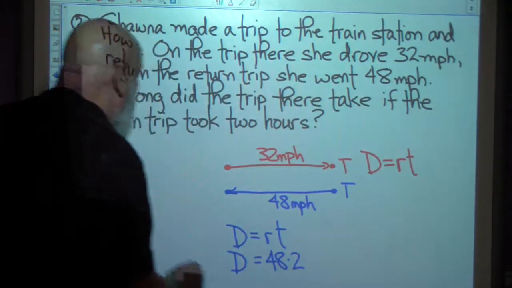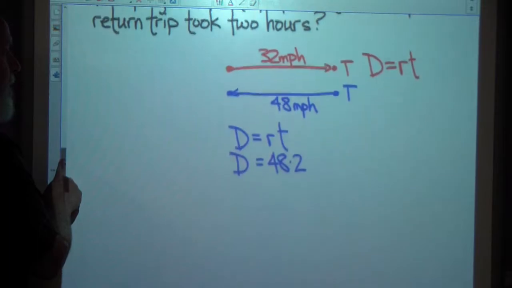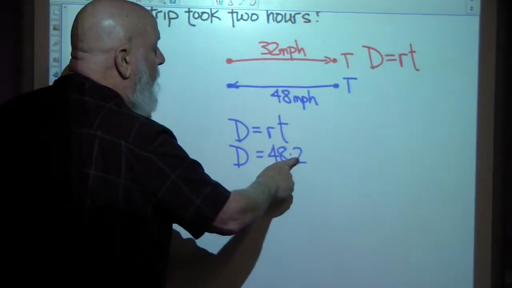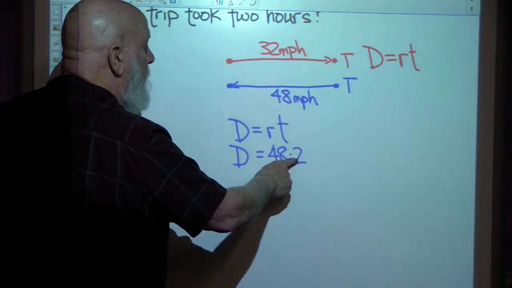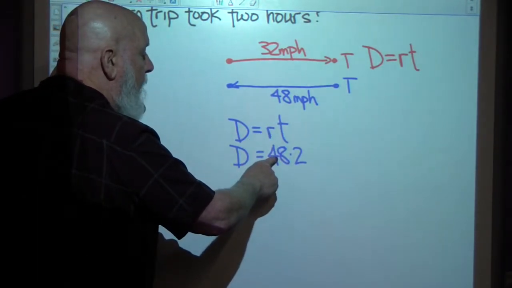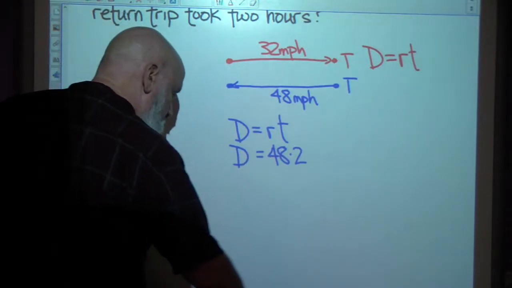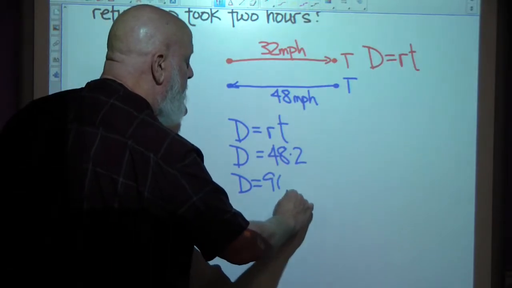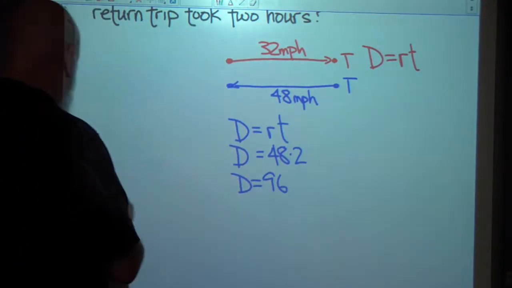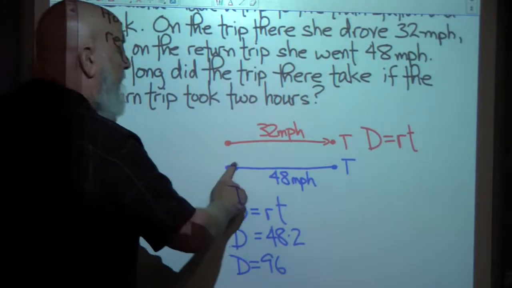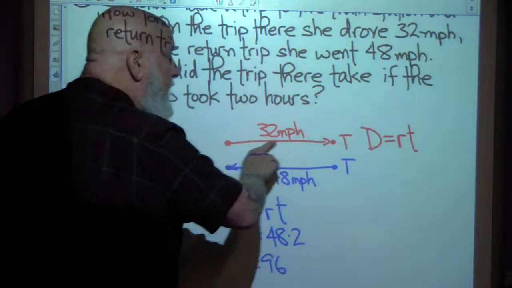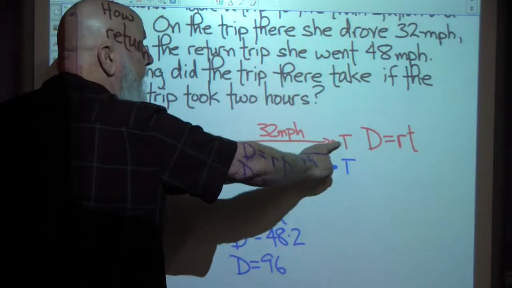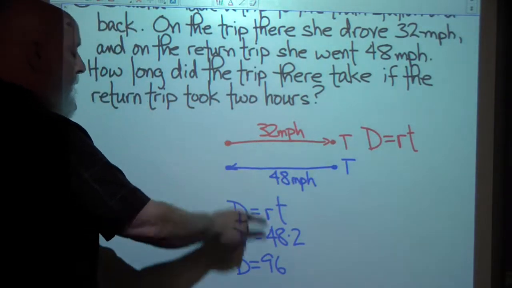Okay, I'm going to scroll a little bit so you make sure you guys can see this. I'm saying the return trip is what they give us some information about. It took 2 hours, and she was going 48 miles an hour. So that distance is, what is that, 96? So if the distance back is 96, the distance there is 96. And the question is, how long did the trip there, this one, take if the return trip took 2 hours?